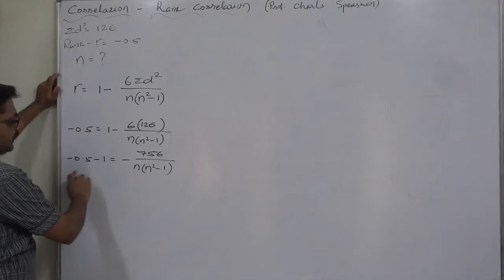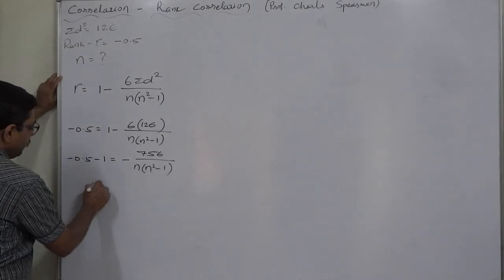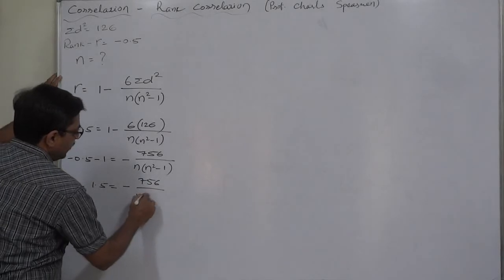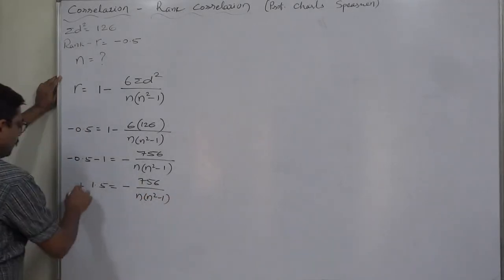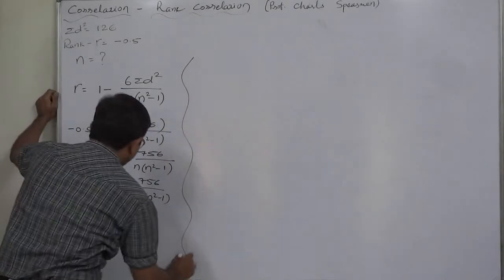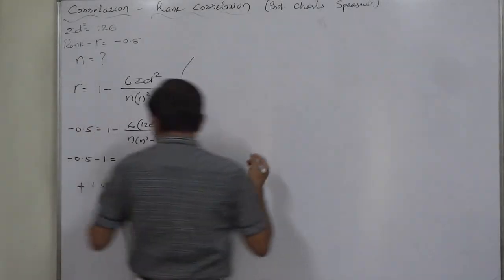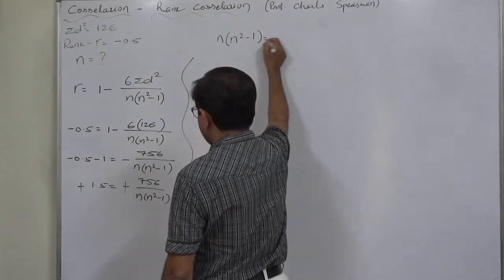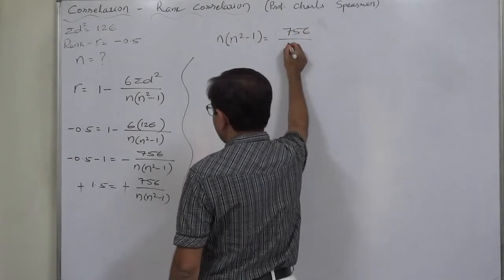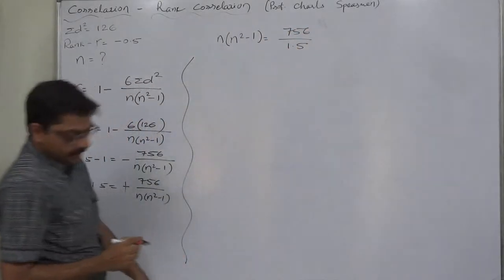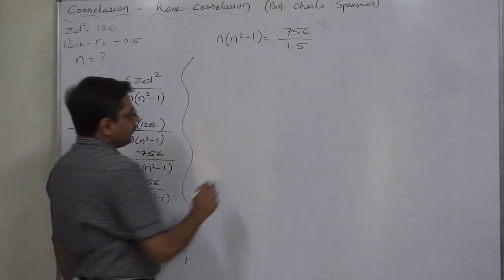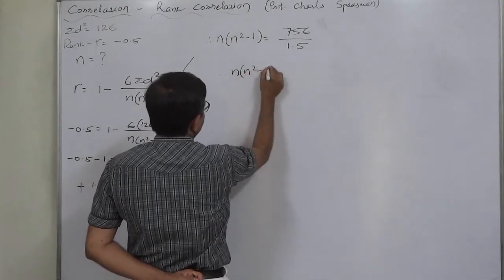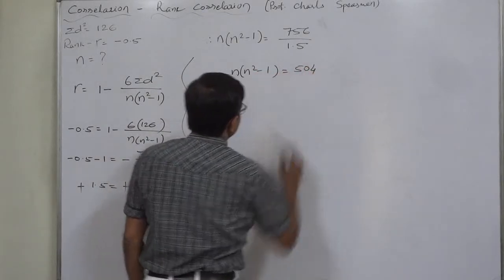These two negatives will be positive on both sides, so it is 1.5 equals 756 upon n into n square minus 1, both sides positive. Okay, now let us do something like cross multiplication. N into n square minus 1 equals 756 upon 1.5. Now what is 756 upon 1.5? It is 504. So n into n square minus 1 equals 504.